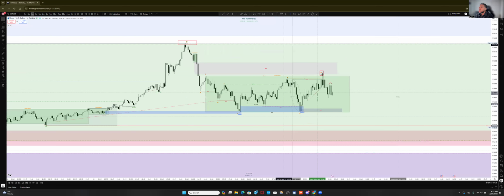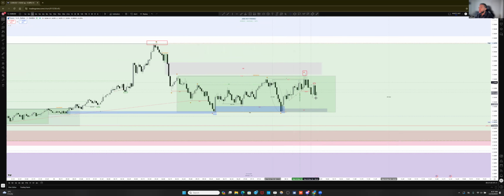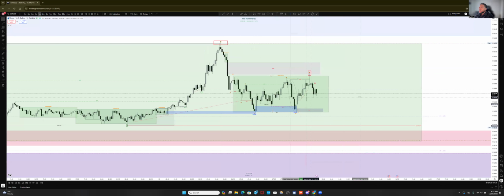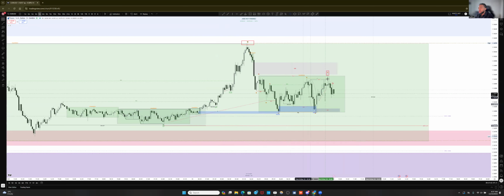All right, so let's go back to the 3-minute. What can we see? This change of character that happened here. We've had this inducement. We want to see price continue the bearish narrative. So I like to bounce around on different time zones just to kind of keep reading what's happening. As we already said, we had this high, this low, this high, this low, break of structure, this high, this low, break of structure, equal lows, inducement.